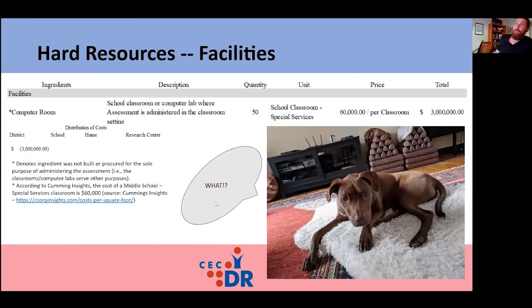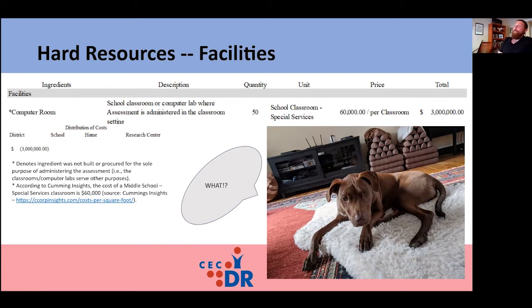So moving on to hard resources, facilities. Okay, so this is my dog Chester. He's giving this look like, what are you talking about? So remember, you need a facility to be able to administer the survey to a classroom of kids. According to the Cumming Institute, a middle school special services classroom costs $60,000. So that's how much that classroom costs.